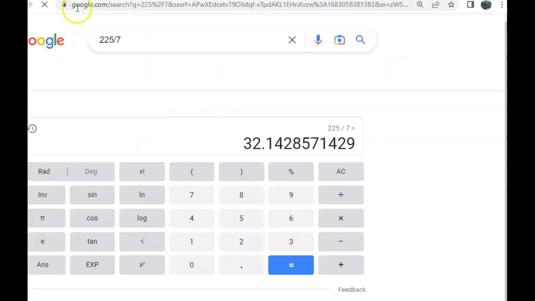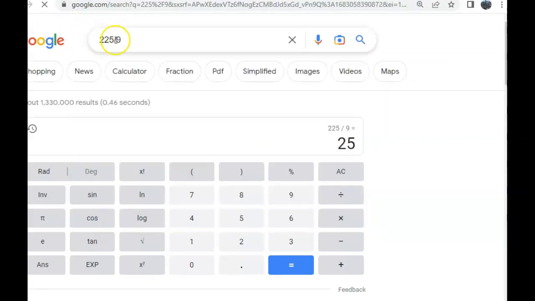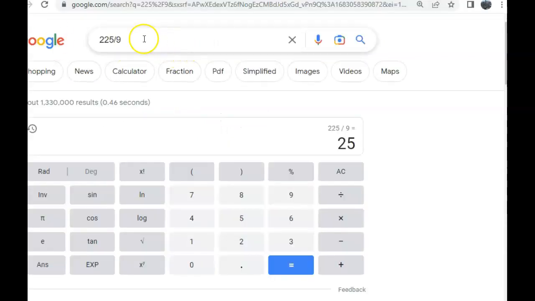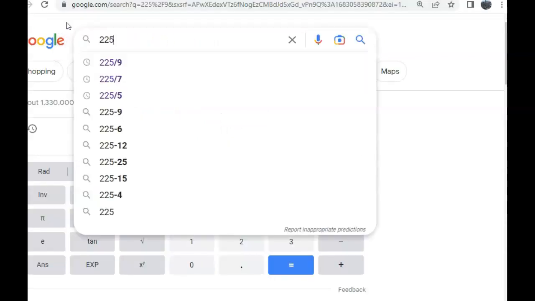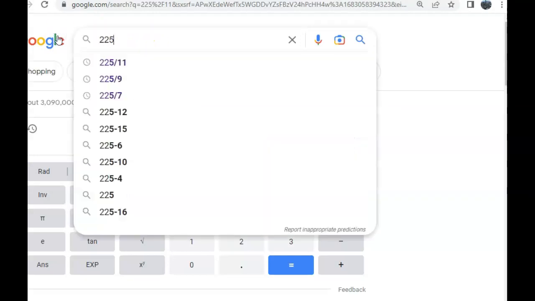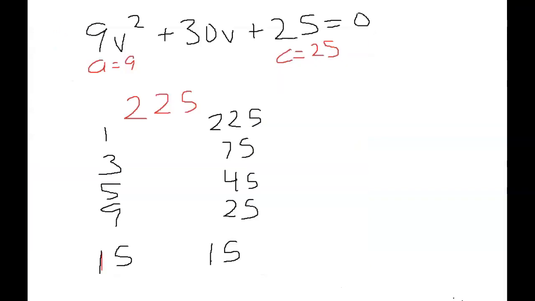225 divided by 7, that's not a whole number. I'm skipping 8. 9 times 25. Oh yeah, I should have known that since A times C was 9 times 25. 10 is even, that doesn't work. Divide by 11. 12 we can skip. Divide by 13. 14 we can skip. And we already have 15 on the list. And so I have a list now of all the factors of 225.